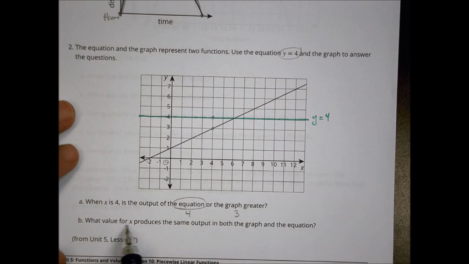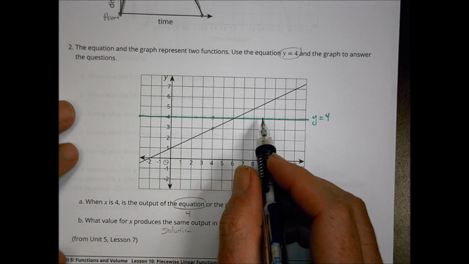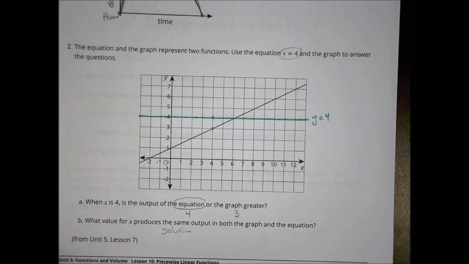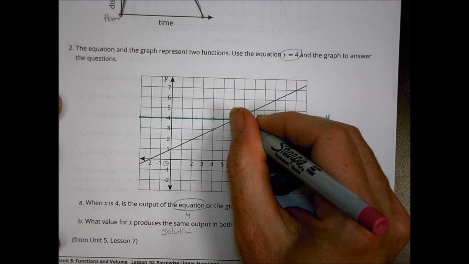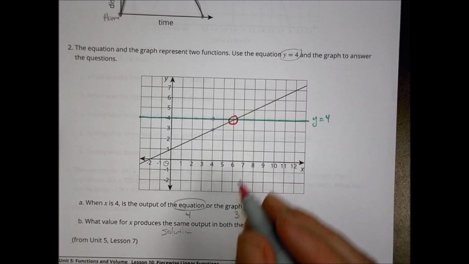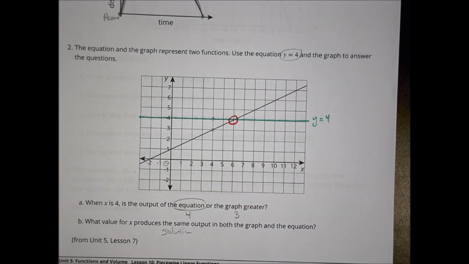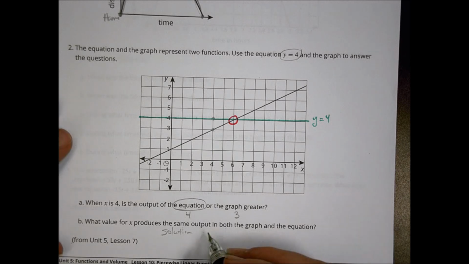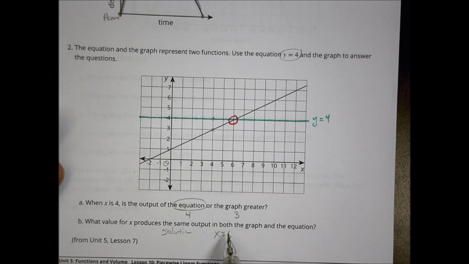What value of x produces the same output in both the graph and the equation? This is a nice way of saying what is the solution of the two equations. When does this one equal that one? Or we should say, at what point do they come together? And that's going to take place right here when x equals 6. So our solution is when x equals 6, it's going to be at the same point, right? And that's our solution to our equation right there. Let's turn the page and look at the next one.